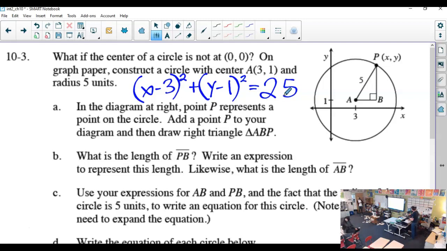PB is the length of the Y change. Yeah, I'll agree with you there. It's 4. How do you know? We can't just say, oh, it must be 3, 4, 5 times. Do we know?